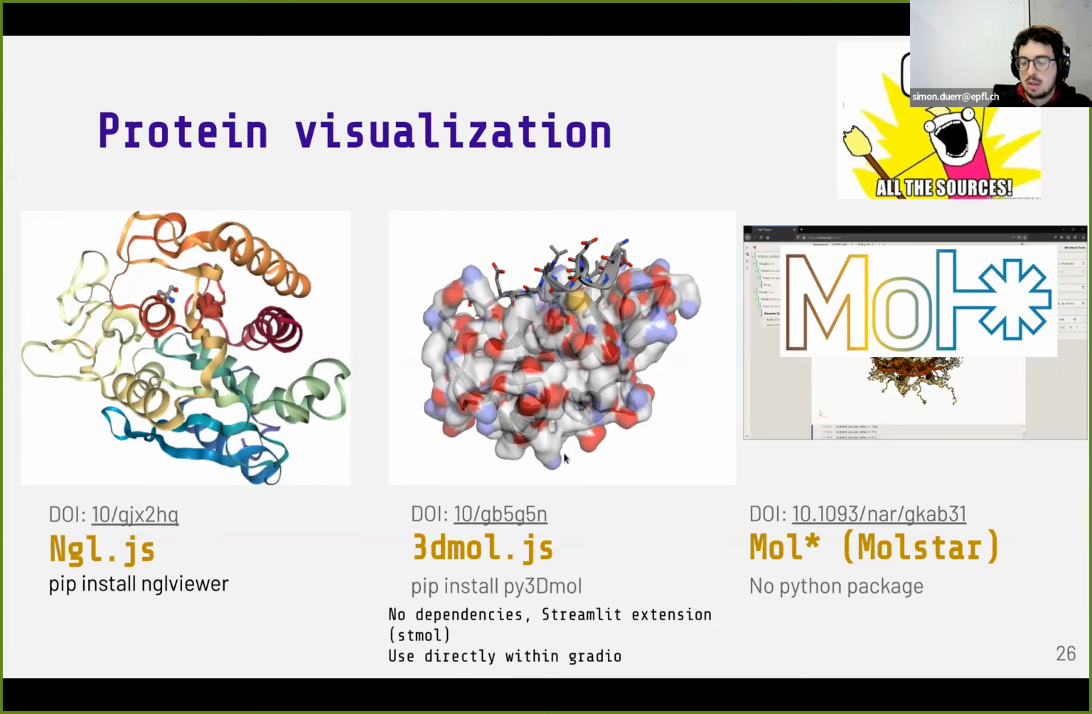And 3Dmol.js is what I would recommend, what I've also used for most of the apps that I built, just because it doesn't have any dependencies. It comes with a Streamlit extension, so if you want to use it in Streamlit, you can use this stmol package, and with Gradio you can directly use it in the Gradio app.